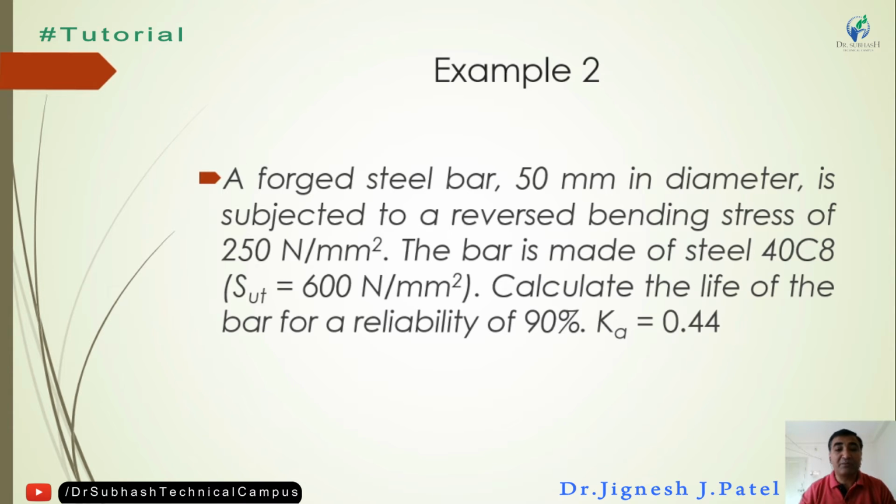Now let us do another example. A forged steel bar 50 mm in diameter is subjected to a reversed bending stress of 250 Newton per mm square. The bar is made of steel 40C8, SUT is equal to 600 Newton per mm square. Calculate the life of the bar for a reliability of 90%, and the value of Ka, the surface finish factor, is 0.44.